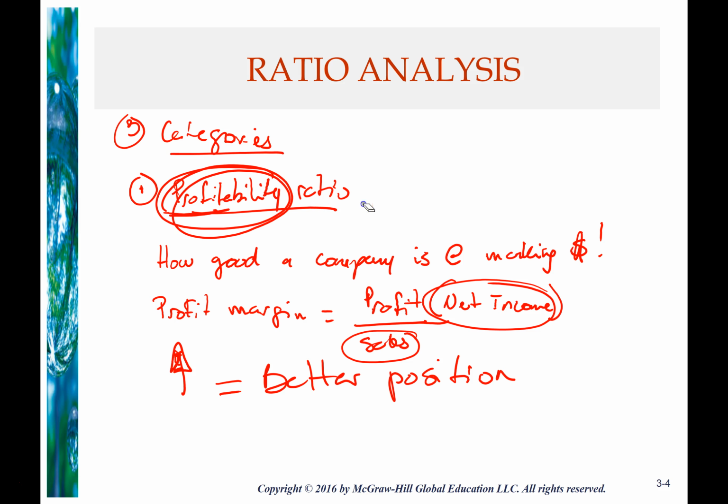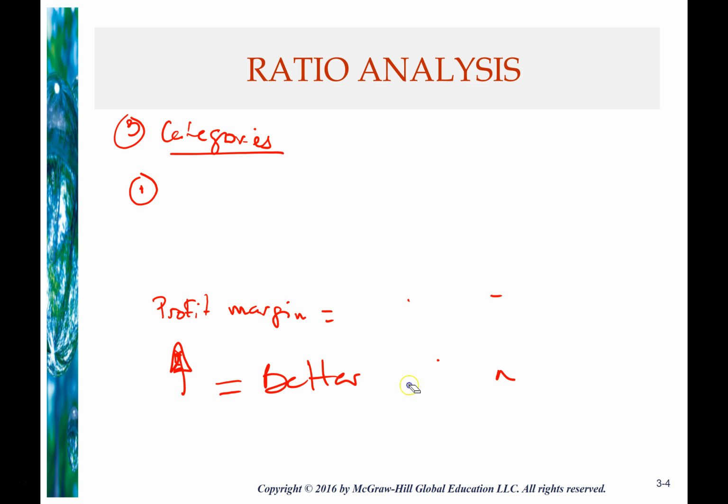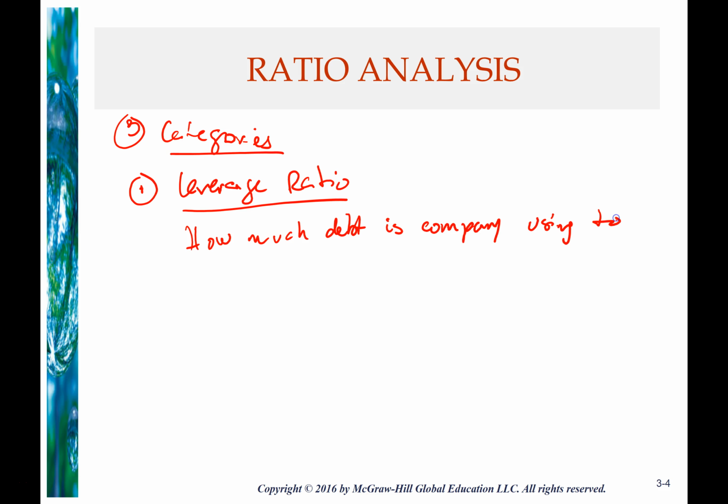The last category we'll look at is your leverage ratio. Your leverage ratio is one of the ratios that will be used by people outside your company. It'll be used by creditors to find out exactly how levered your company is, and I'll explain in a minute what that means. This is your leverage ratio. It tells you how much debt the company is using to stay alive. As simple as that. How much debt is the company using to stay alive?